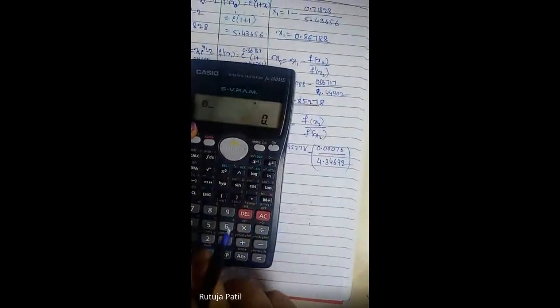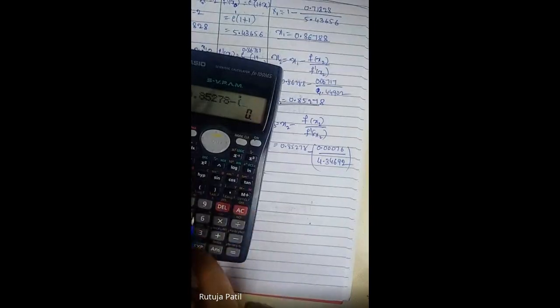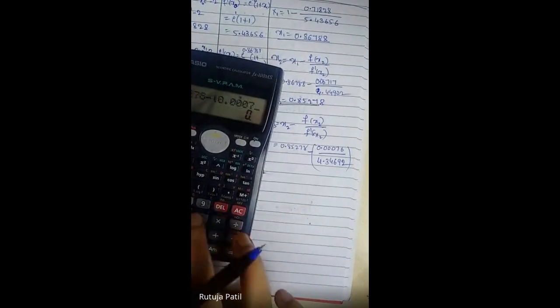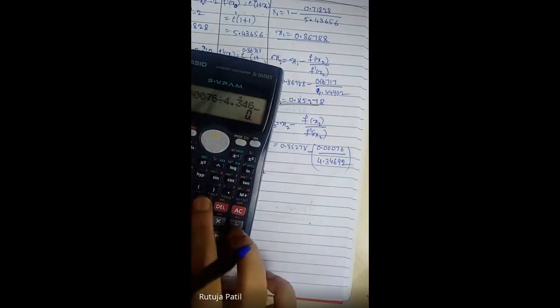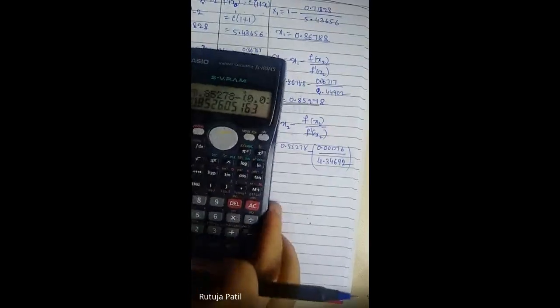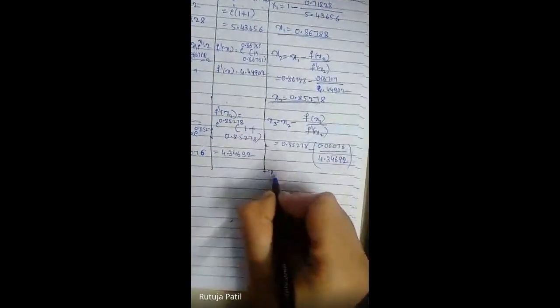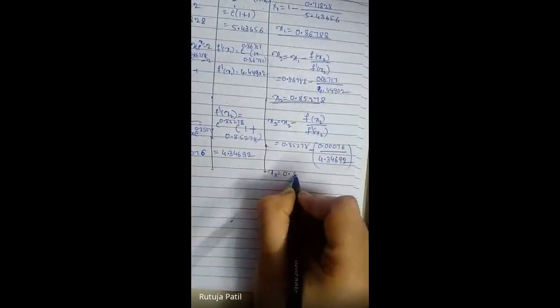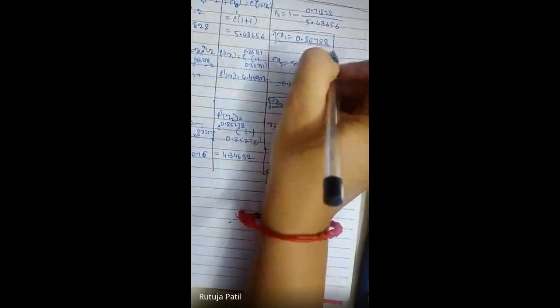So just do the calculation. If I do 0.85278 minus 0.00076 divided by 4.34692, what did I get here? 0.85261. So the x3 value is 0.85261. Now see here, what is x3? This one. This is my x2 and this was my x1, right?